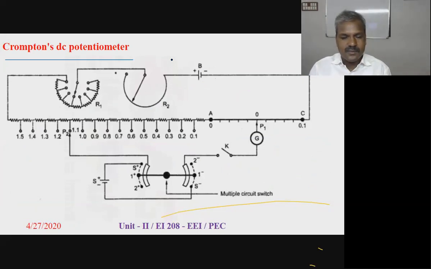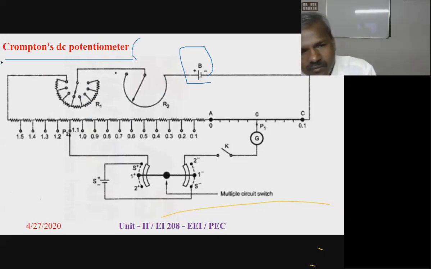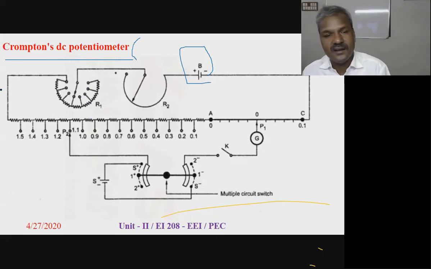See, in the previous circuitry, there is a battery and rheostats. So what is the purpose of the rheostat? It is for adjusting the current through the circuitry. Please note down the procedure: how to standardize and how to use this Crompton's potentiometer for industrial applications. This is called a commercial type of potentiometer. Crompton's DC potentiometer is a commercial potentiometer.